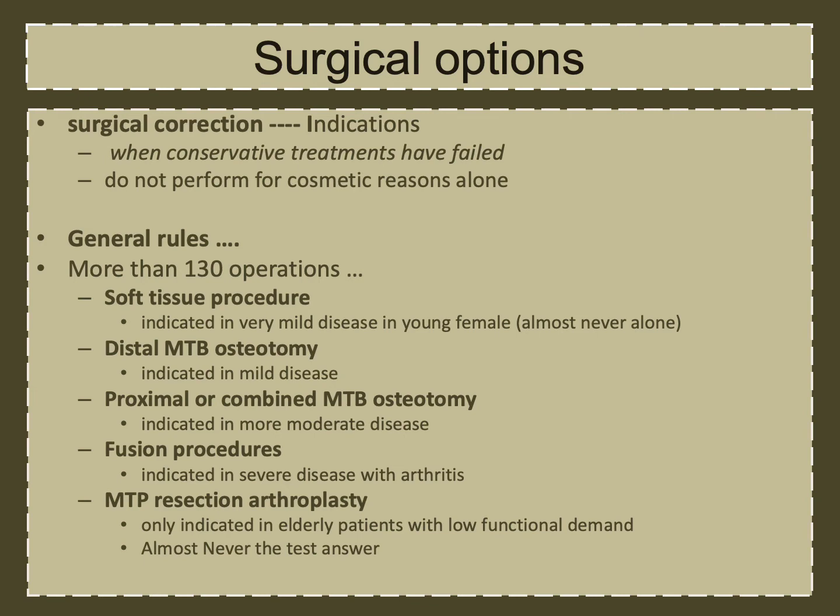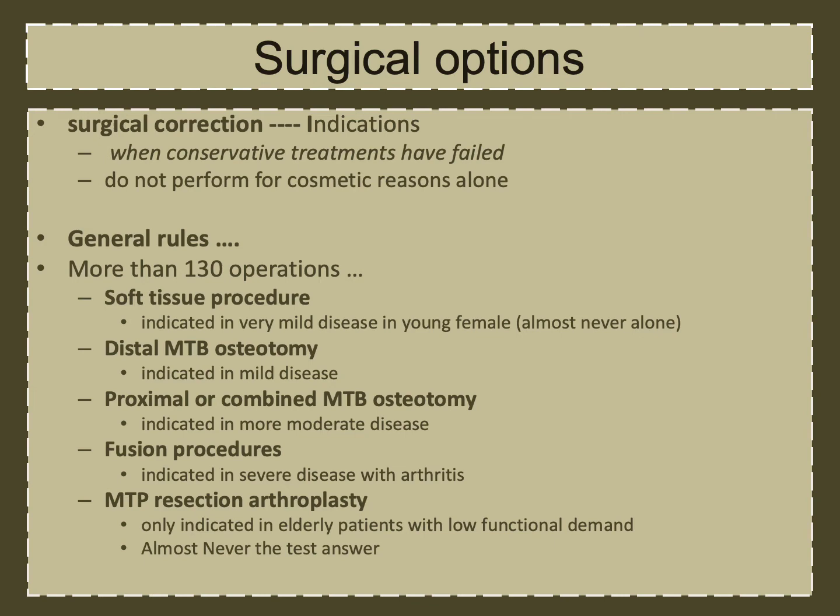There's more than 130 operations, and as with a lot of things, there isn't consensus because there hasn't been the data to back up one thing being that much better than the others. There's a number of soft tissue procedures, distal procedures, proximal, fusions, and MTP. The general rule here: soft tissue procedures are indicated in very mild disease in young women. It's almost never done. I'm trying to think if I've ever actually done one in isolation. I'm not sure that I have.